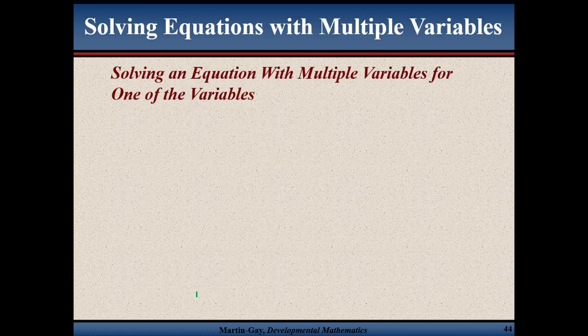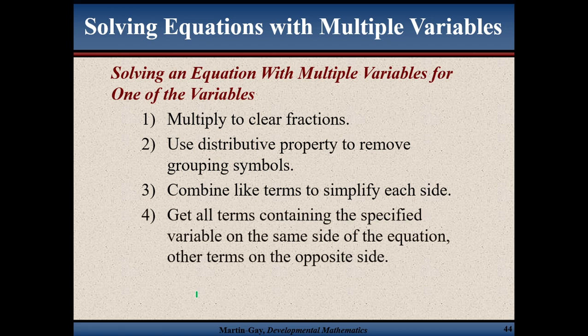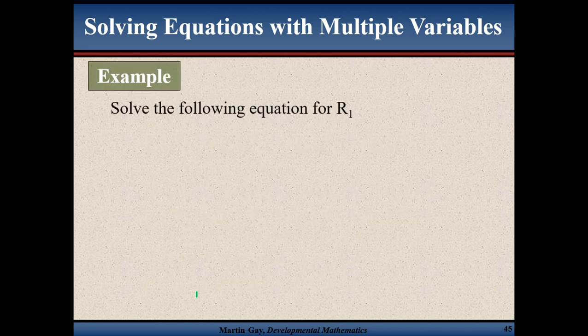Solving an equation with multiple variables for one of the variables. So multiply to clear the fractions, use the distributive property to remove the grouping symbols, combine like terms to simplify each side, and get all terms containing the specified variable on the same side of the equation. Other terms on the opposite side. Isolate the specified variable.